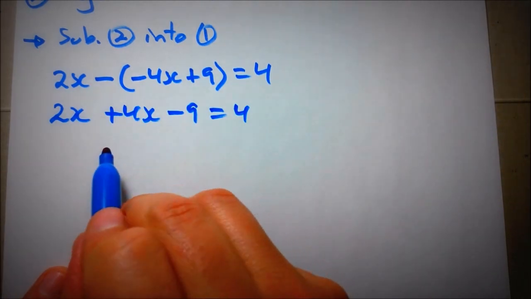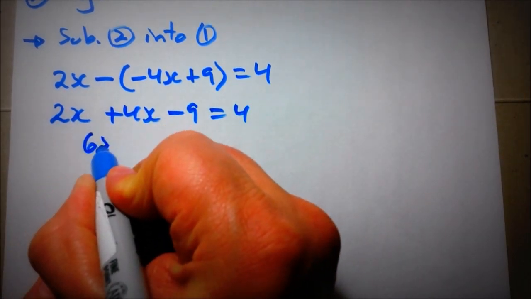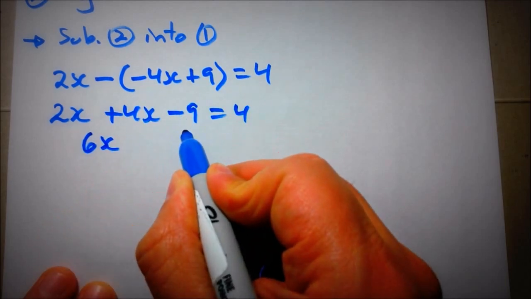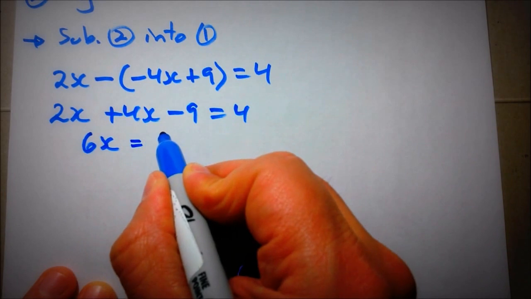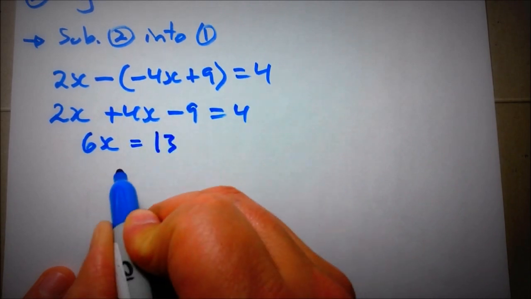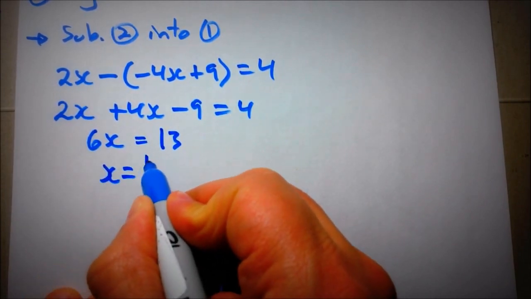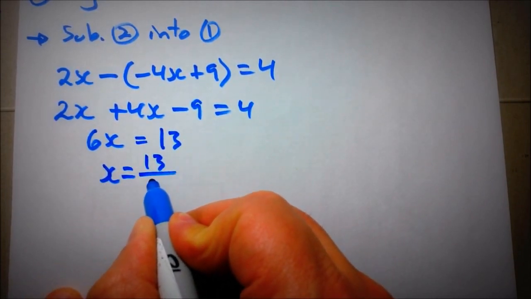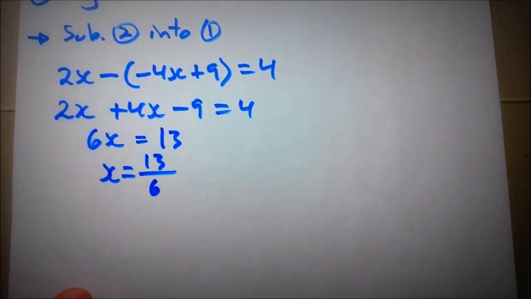Now let's start collecting like terms. 2x plus 4x becomes 6x. Negative 9, you move it to the other side, it becomes plus 9. 4 plus 9 gives us 13. And now let's solve for x. So x will be equal to 13 over 6. Let's leave it in fraction form for now.